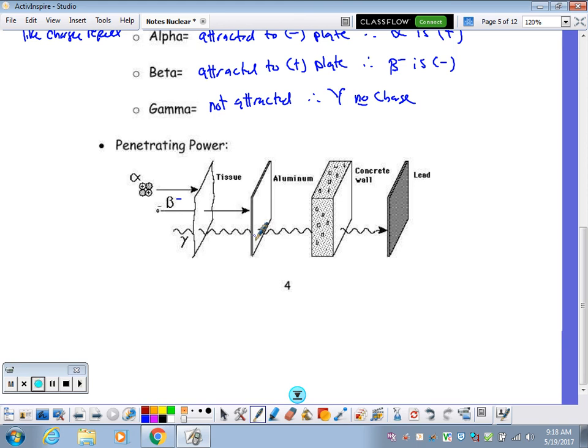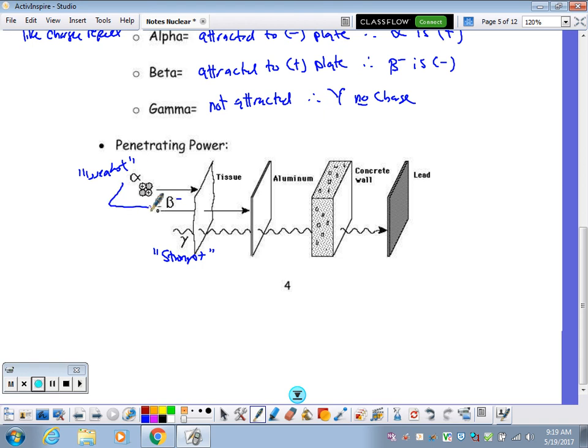Gamma, on the other hand, passes through the tissue paper, passes through the aluminum, passes through a concrete wall, and it doesn't stop its motion until it hits lead. So gamma is the most powerful or the strongest of the radiation, and the alpha would be considered the weakest. Its movement can be stopped simply by tissue paper.